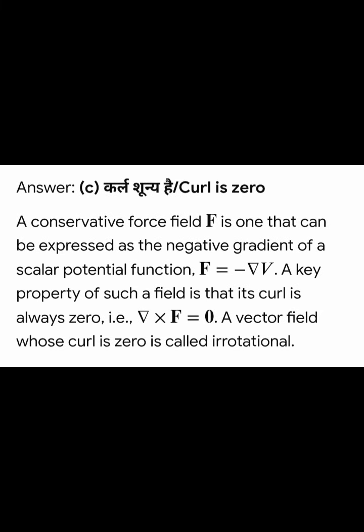The next question is: a force F is a conservative force if it's dash. The conservative force field F is the one that can be expressed as the negative gradient of a scalar potential function, that is F is equal to minus del V. So here the curl of that force, del cross F, is equal to 0. So the answer is curl is 0.